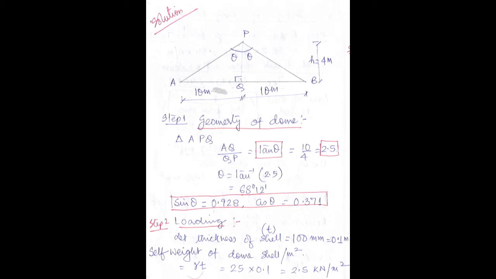Now the self weight of the dome shell per meter square, if we assume that 1 meter square is the cross sectional area. So what is gamma into T? Gamma is the unit weight of concrete. This value you have to memorize, or you should know the unit weight of concrete, that is 25 kilonewton per meter cube. Even if it is not given in the question, you are assumed to know this value. These are standard values. So 25 multiplied by T, the thickness 0.1, gives 2.5 kilonewton per meter square. That is the self weight of the dome per unit cross sectional area.